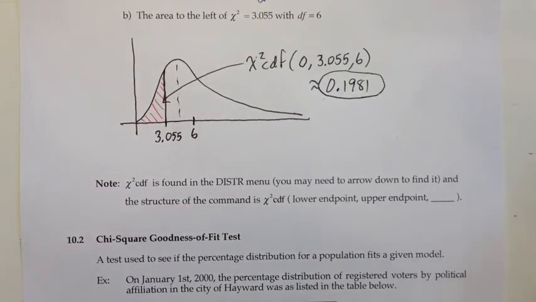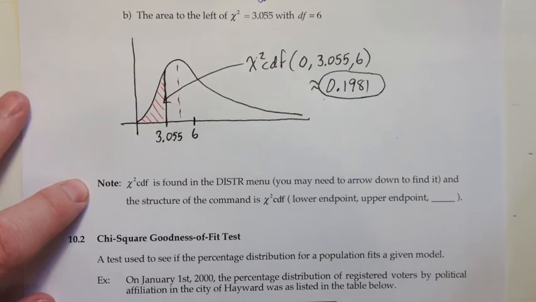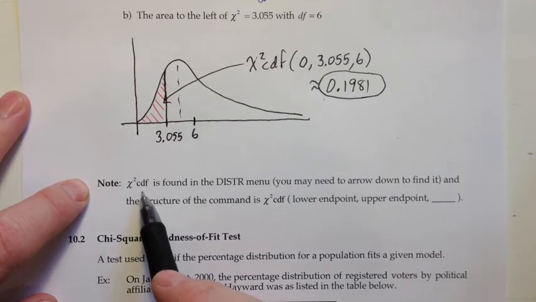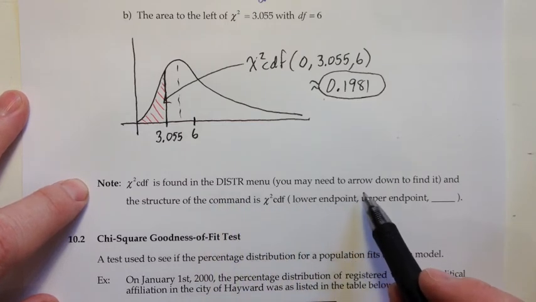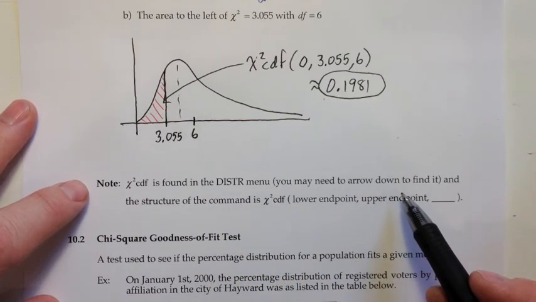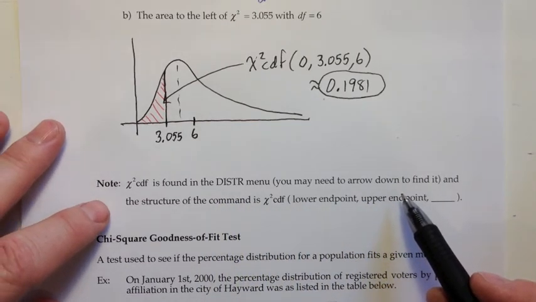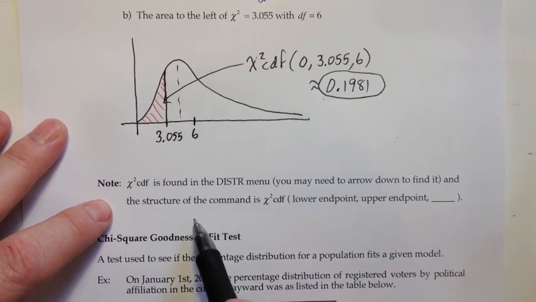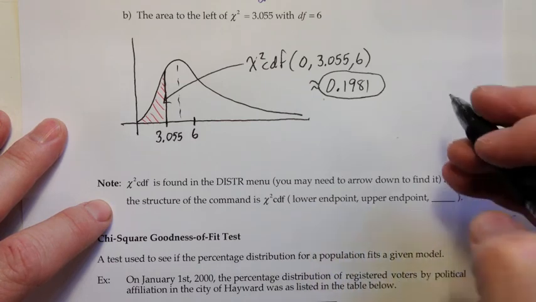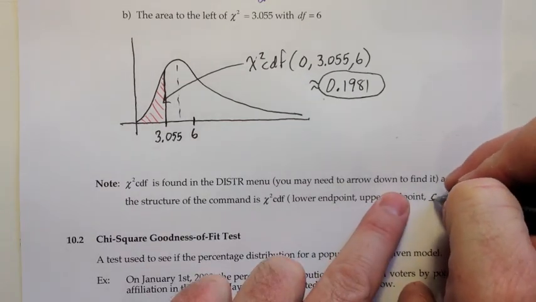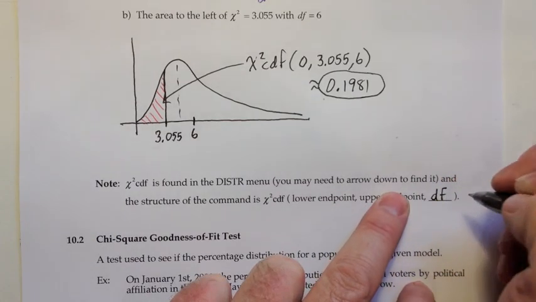Alright, so let's go ahead and summarize that real quick, this new piece of the technology. The chi-squared CDF, which we're using for these problems, is found in the distribution menu, and you may need to arrow down to find it. So for me it was just off of my first screen. I had to arrow down past that to number 8. And the structure of the command is chi-squared CDF, lower endpoint, upper endpoint, and then just like for the t-curve, you have to put your df, or degrees of freedom.